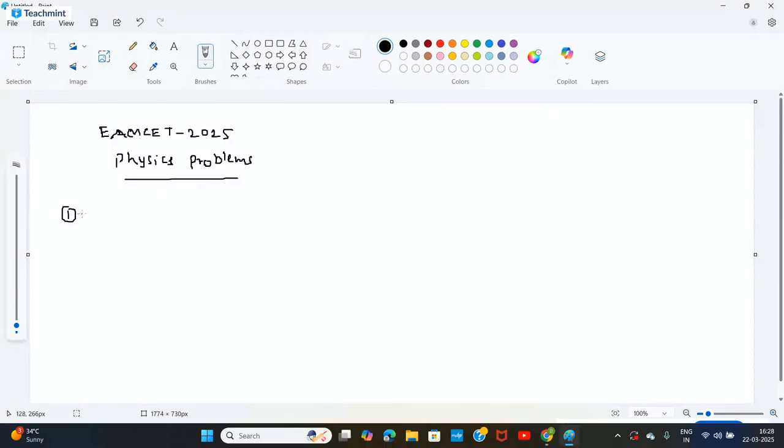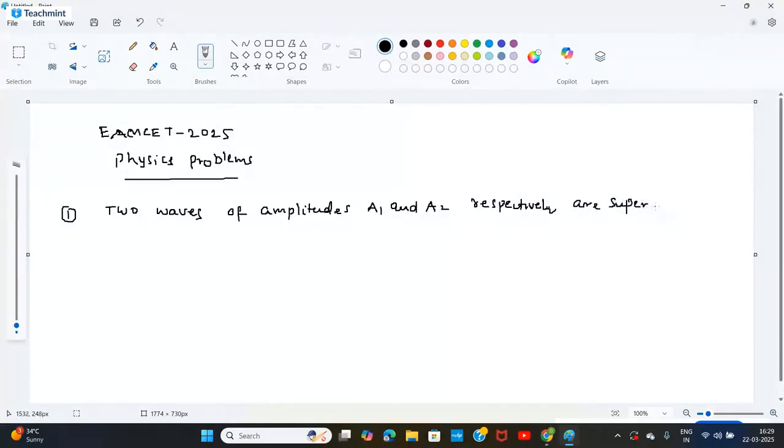First question: two waves of amplitudes A1 and A2 respectively are superimposed.